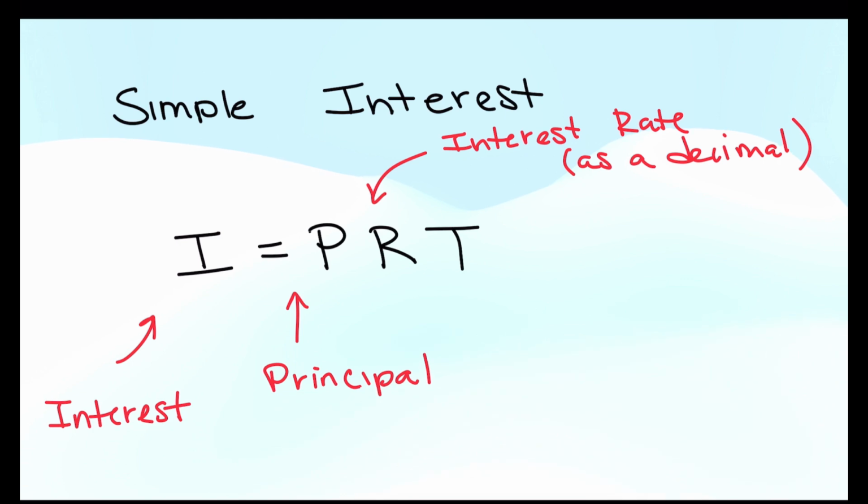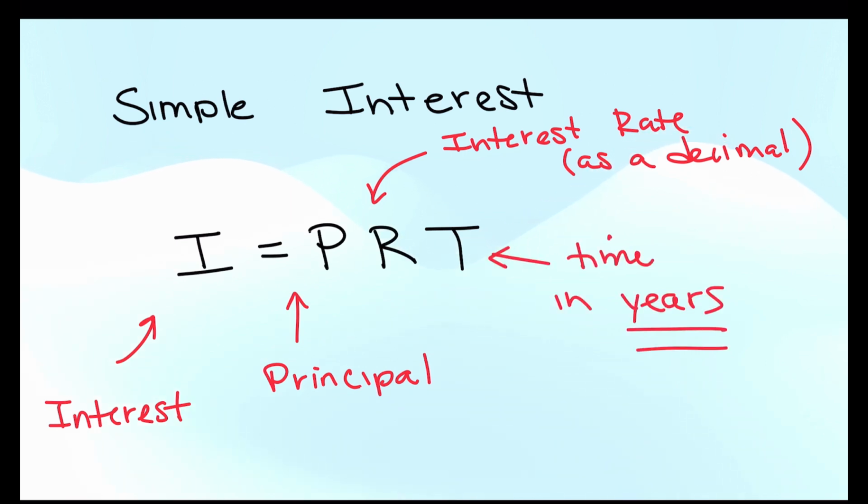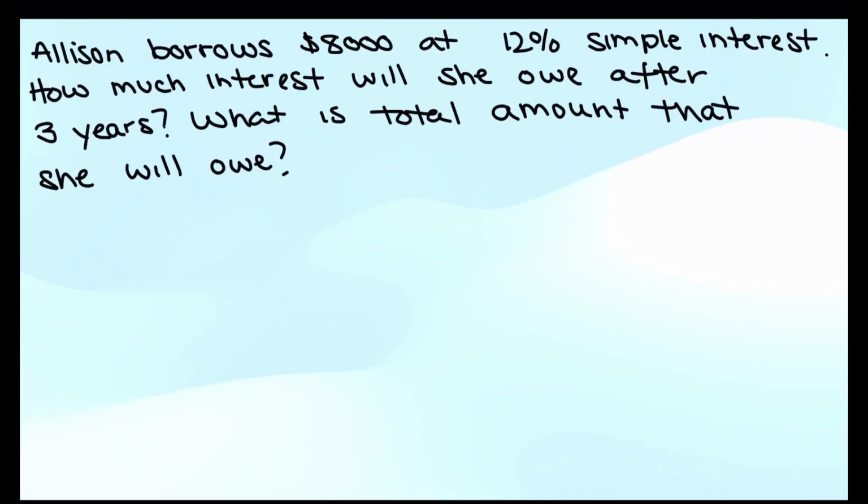R stands for your interest rate. That's where your percentage goes. And we're always going to write that interest rate as a decimal. And T stands for time. And because interest rates are always given as annual or yearly interest rates, we always have to make sure our time is given in years. So let's do a couple examples that involve simple interest.